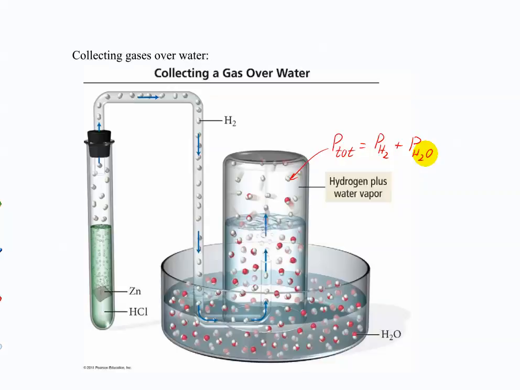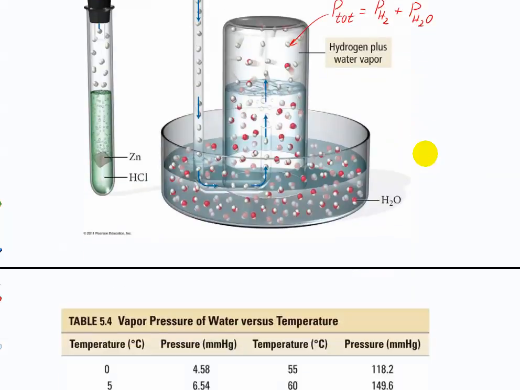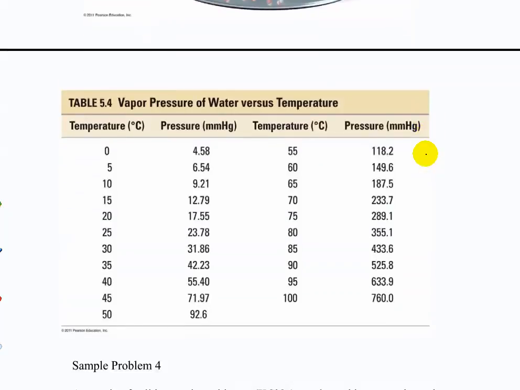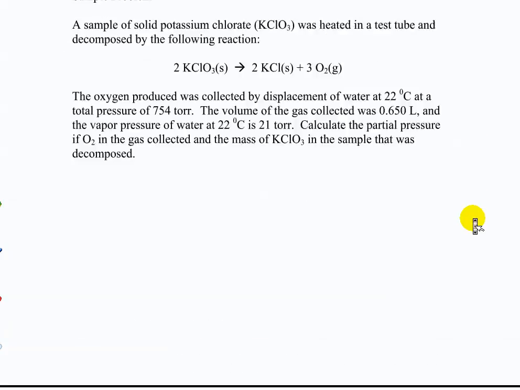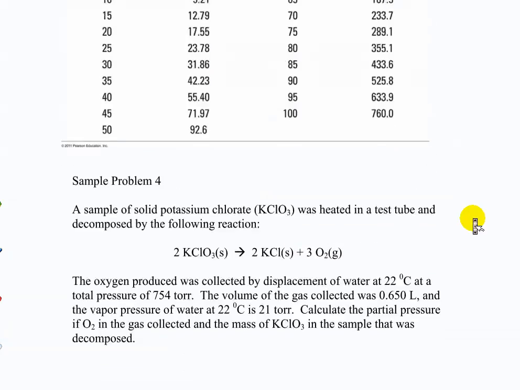Now, luckily, you can measure the vapor pressure of water at different temperatures, so that partial pressure from the vapor, and you can look it up on a table. So you can look up whatever temperature, and you know what the partial pressure from water is going to be. Here are a bunch of values in millimeters of mercury. And so that allows you to do these types of gas collected over water problems.